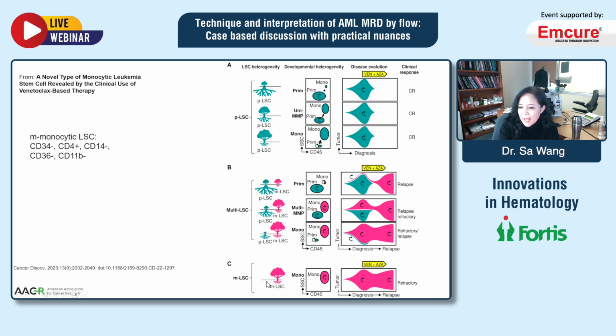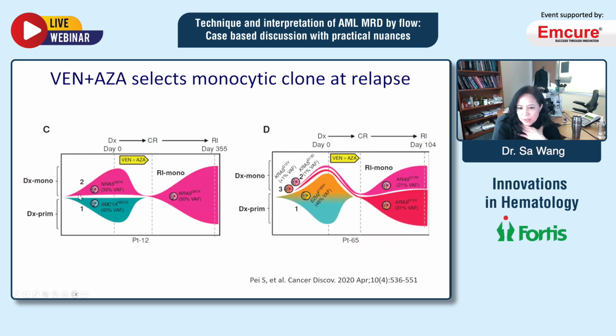So if you only have monocytic leukemic stem cells, like at the time of diagnosis, of course you have monocytic relapse. Further, they illustrate that this monocytic relapse actually comes a lot from the cells with NRAS and KRAS mutation.